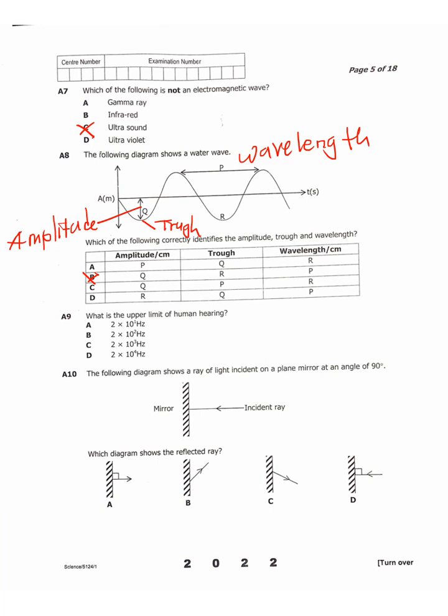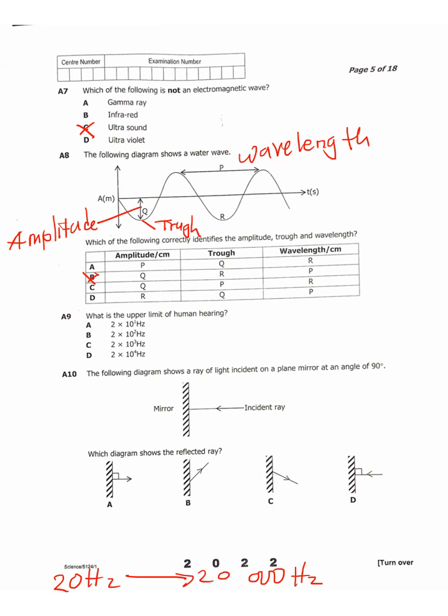Let's go to question 9. What is the upper limit of human hearing? The limit for human ears in terms of capacity is between 20 Hz and 20,000 Hz. So the upper limit is 20,000 Hz. Now from the multiple choices, we are trying to look at the number that, if we expand it, can give us 20,000.